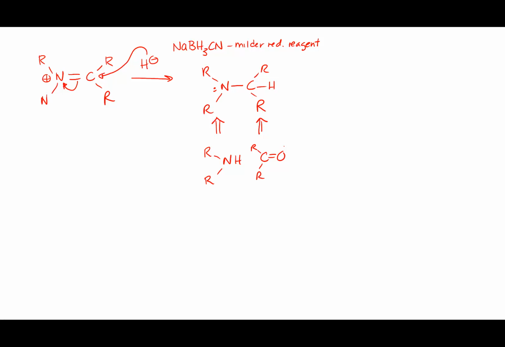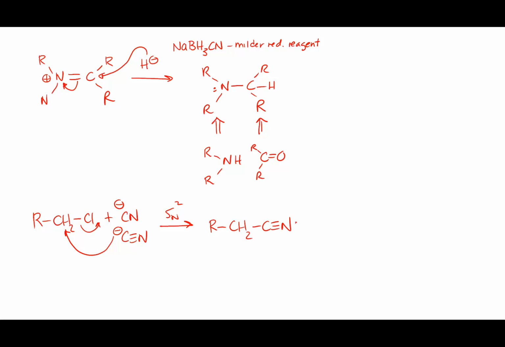Now, let's go back and review the idea of using the azide as well as using the nitrile group. Last time we said that, let's say you take a primary halide and you react it with cyanide, which is C triple bond N. We can do an SN2 reaction on this so that the cyanide comes in, kicks off the chloride. We do an SN2 and we make that nitrile.